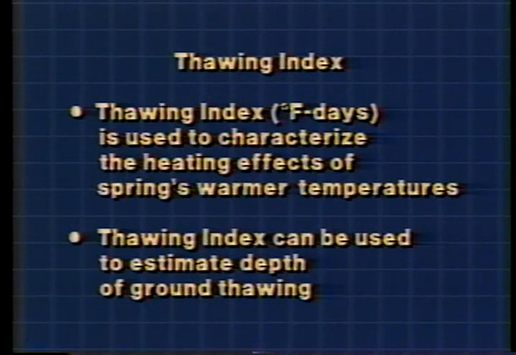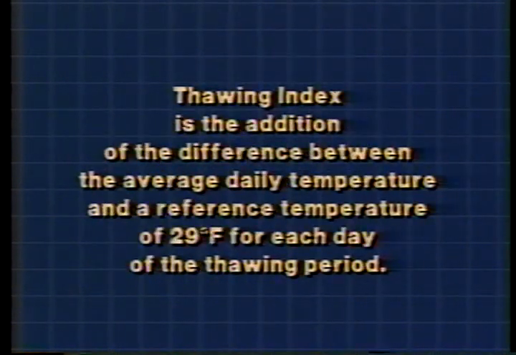The second climate-related concept is thawing index, which is used to characterize the heating effects of spring's warmer temperatures and can be used to estimate the depth of ground thawing. It is also measured in units of degree Fahrenheit days. The thawing index is extensively used in the guidelines.